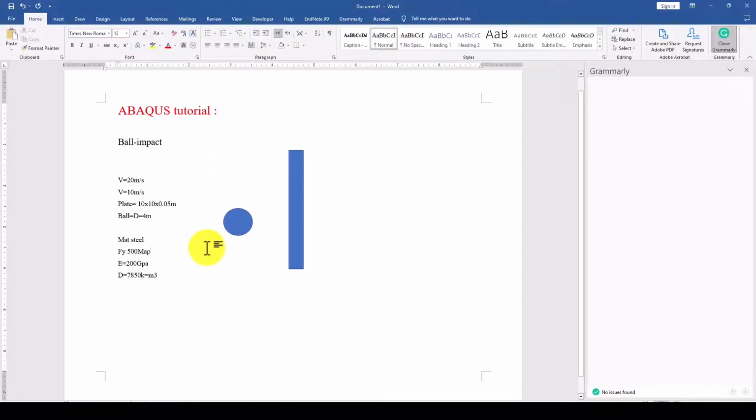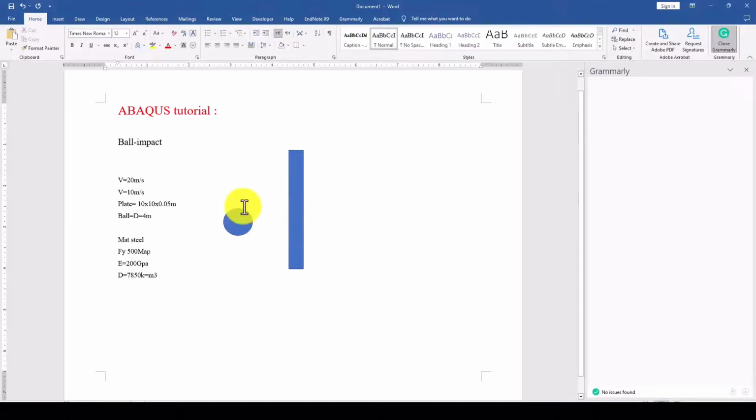Good evening, everyone. In today's video, we are going to perform a ball impact analysis in Abaqus, and more specifically, we are going to understand the difference between low velocity impact and high velocity impact. We'll look at something very important in the impact simulation, that is the contact definition.